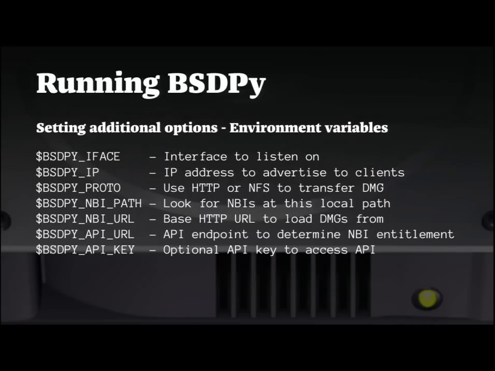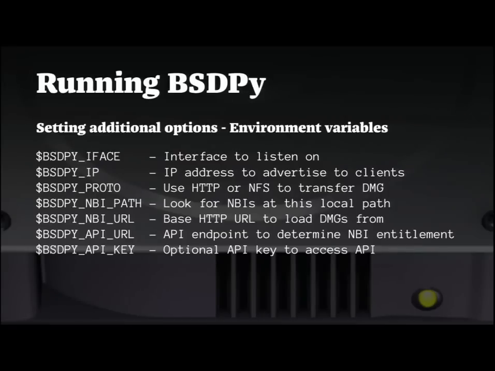To configure it, these are some of the environment variables that you can pass in. Some of these are doubled up, like interface, IP, protocol, NBI path. A lot of this is aimed towards Docker, but you can use this just the same in a bare install as well on Windows. These are the ones you can use as well.